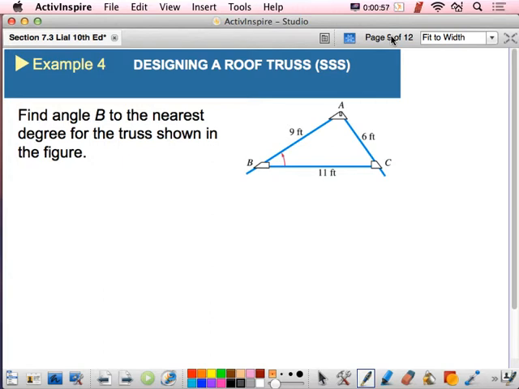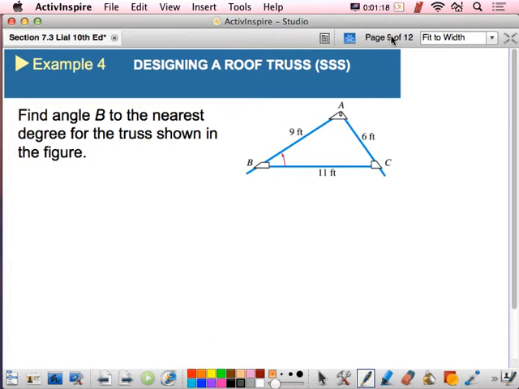So okay, we just want to find angle B. And in this situation, we know the 3 sides. We know that it's 9 feet, 6 feet, and 11 feet. And we want to find that angle. So this is a side-side-side situation, so we're going to use law of cosines, right? Yeah. And the nice thing about law of cosines is there is no ambiguity. So it doesn't matter what angle you solve for.